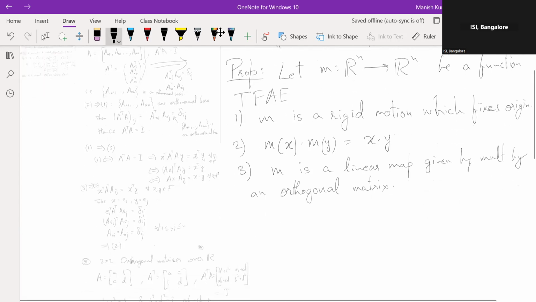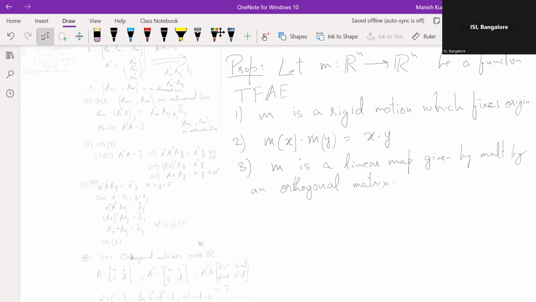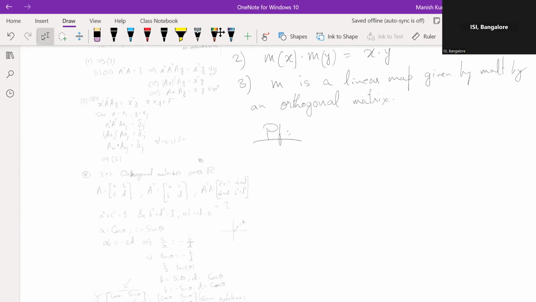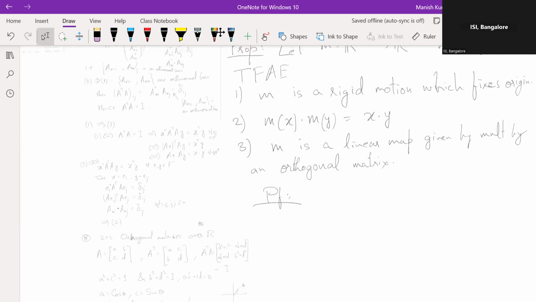So let's see why this is true. Okay. So proof. So this looks very, very strong. Okay, I'll do that later. So maybe one implies 2.